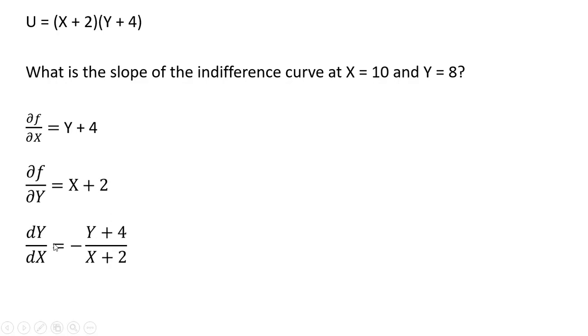As we saw on the last slide, the slope of the indifference curve is just minus the ratio of the marginal utility of good x over the marginal utility of good y. Now we're just going to plug in our values for y and x that were given up here. Y is 8, x is 10, and so the slope of the indifference curve at this point is minus 1.